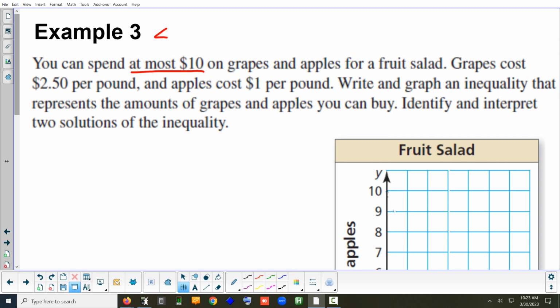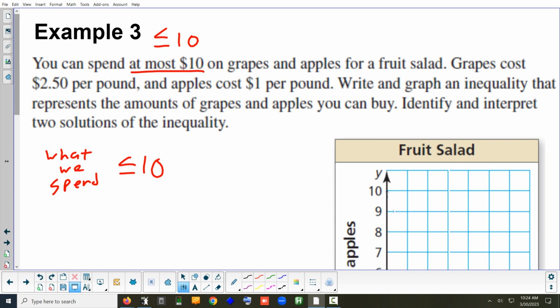Right. This whole thing is going to mean something is less than or equal to $10. What's going to be less than or equal to $10? The amount of money we spend on grapes and apples. We can't spend more than $10. All right? So this is the idea of what we're doing. What we spend is less than or equal to $10. What we have to figure out now is how do we represent what we spend. So there's more information in this problem that's important.